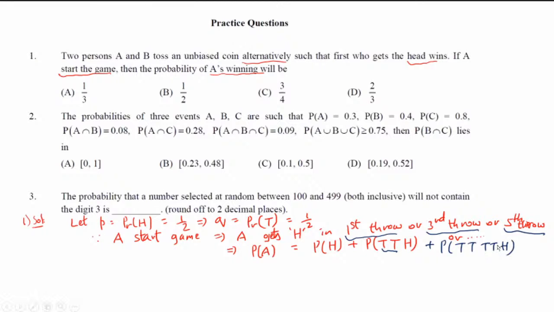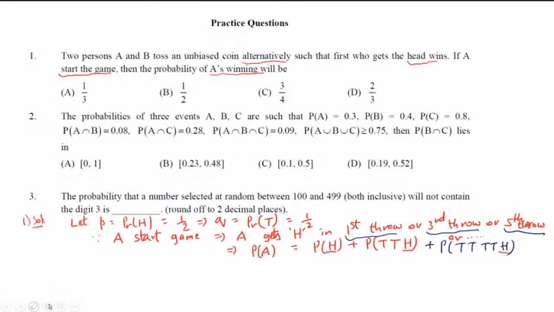So take care. This is head and this is head and this is head. Our outcome related to winning the game is getting head the first time. Understood or not? The previous throws are failures, that is getting tail.